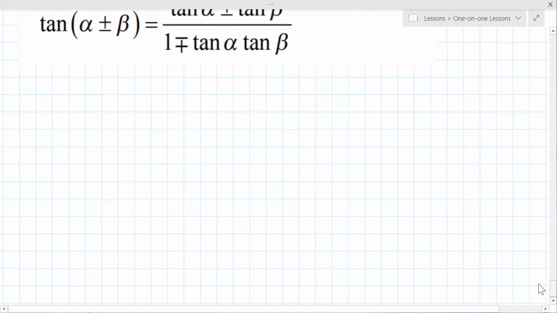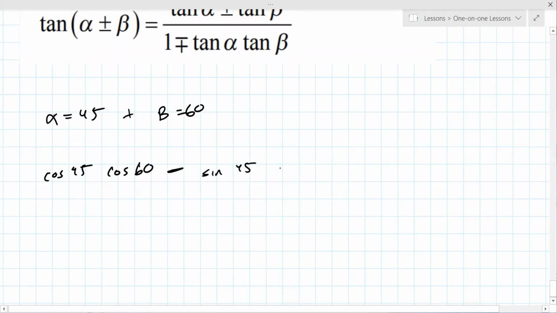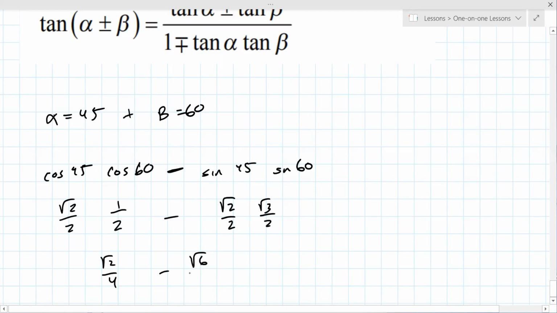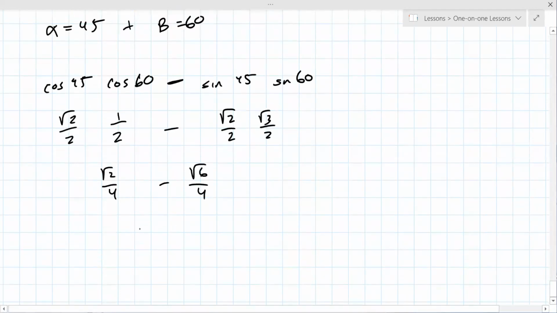All right. So what I'm telling you is that your alpha is 45 and your beta is 60. So it becomes cosine 45, cosine 60. Because these add together, this subtracts, sine 45, sine 60. So now we need these values. Cosine 45 is square root of 2 over 2. Cosine 60 is 1/2. That's unit circle stuff. Sine 45 is square root of 2 over 2. Sine 60 is square root 3 over 2. Notice these always have the same bottom, so it's square root of 2 over 4 minus square root of 6 over 4. And that's where we get our answer, square root of 2 minus square root of 6 over 4.